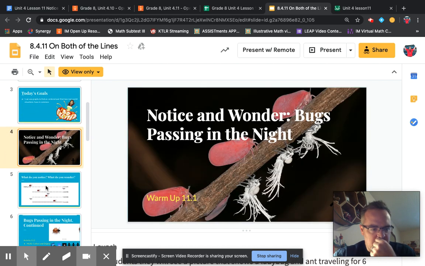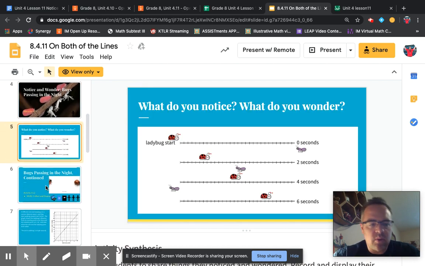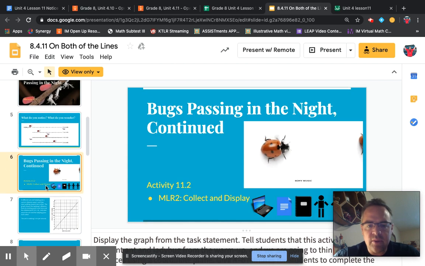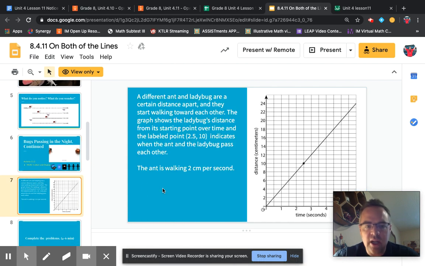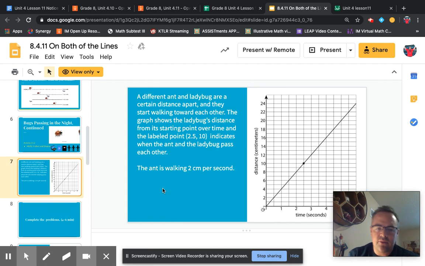There's our notice and wonder. We just did that. What do you notice? What do we wonder? And then we launch right into the activity. And here it is. I had a volunteer read this, and I'm going to pause this for now.